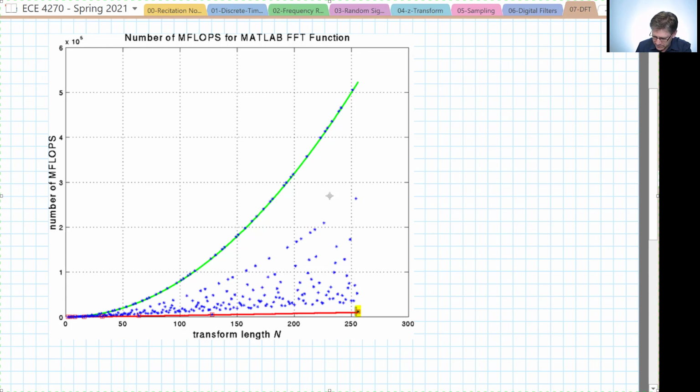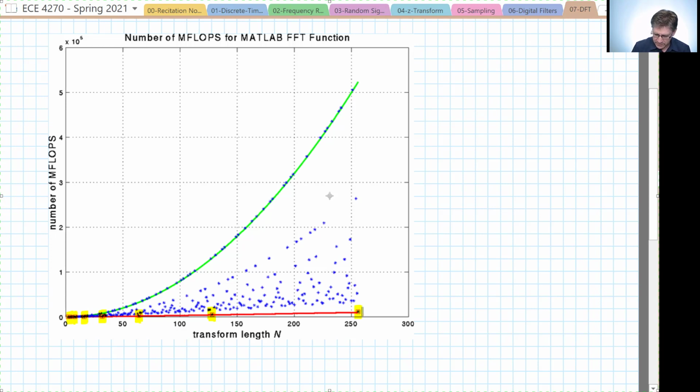So here we have 256, length n, 128, 64, 32, 16, 8, 4, 2, 1. And the number of operations it takes, you can see, is very, very slight.